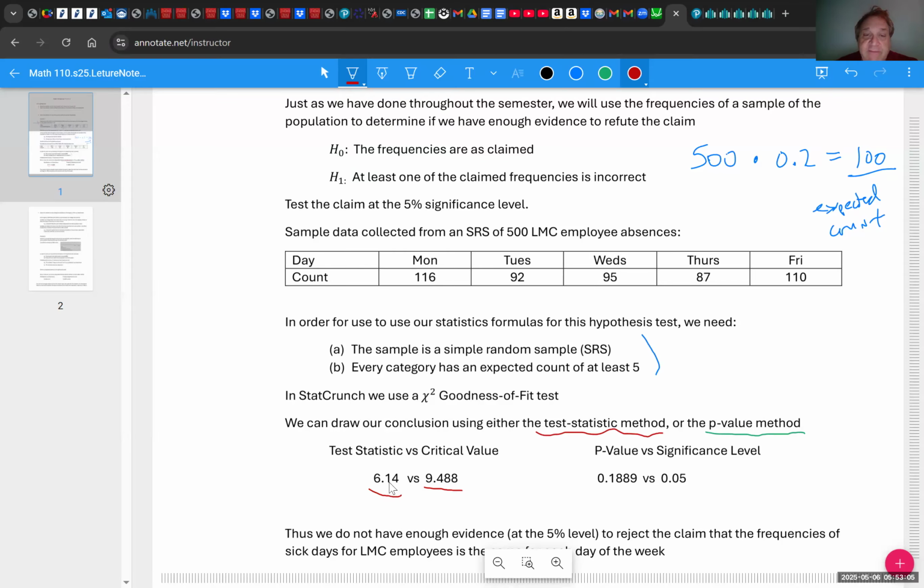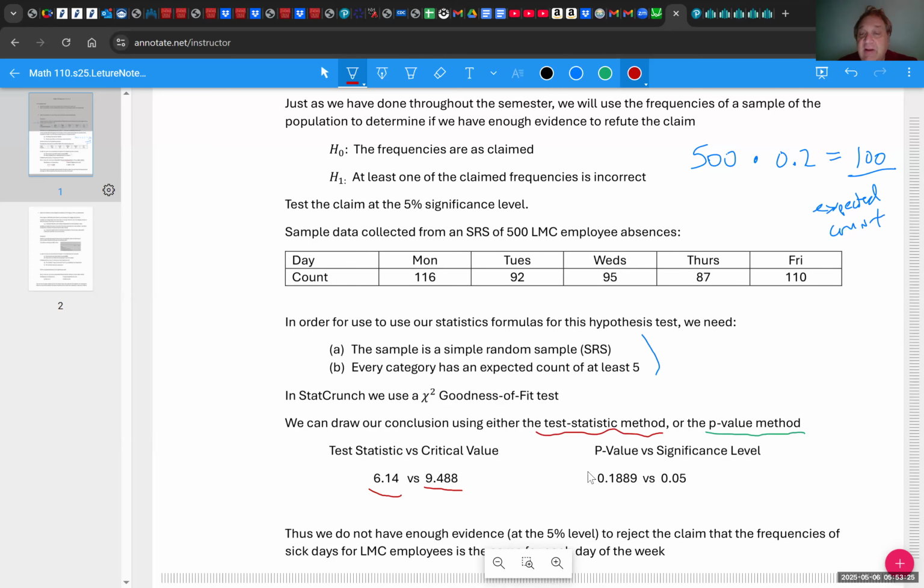So 6.14, if the test statistic is smaller than the critical value, in other words, if we don't have a larger test statistic than the critical value, then we don't have enough evidence to reject. Just like if the p-value is not smaller than the significance level, we don't have enough evidence to reject, right? If p is very small, then we can reject the null hypothesis. And if the test statistic is very large, we can reject the null hypothesis. And we get the same result both times.